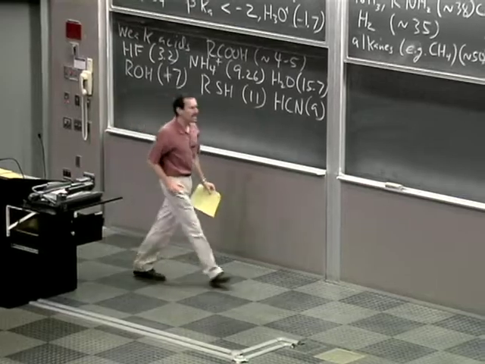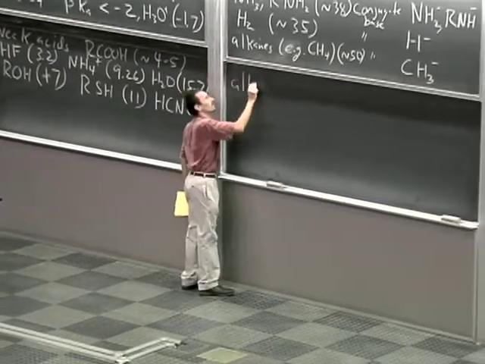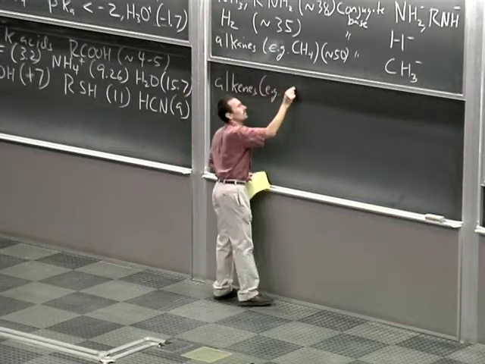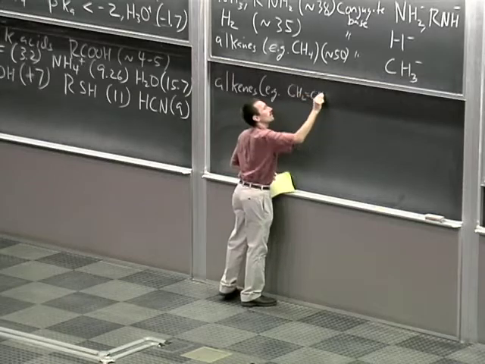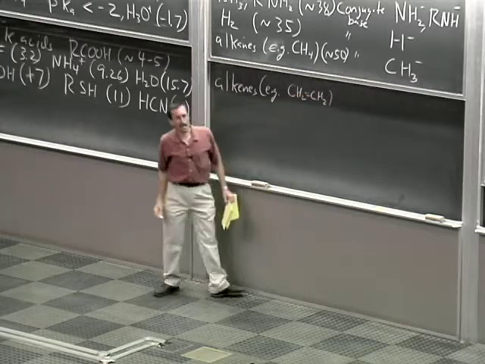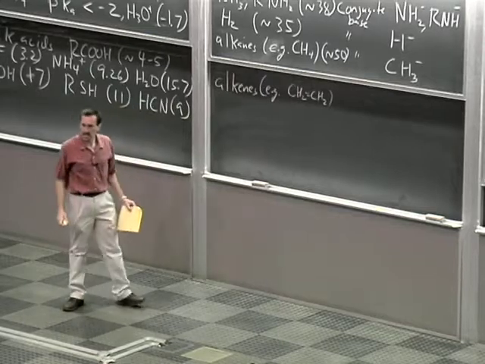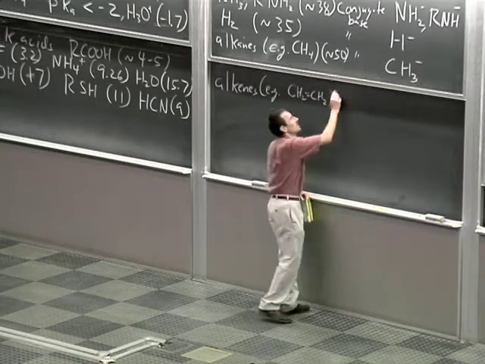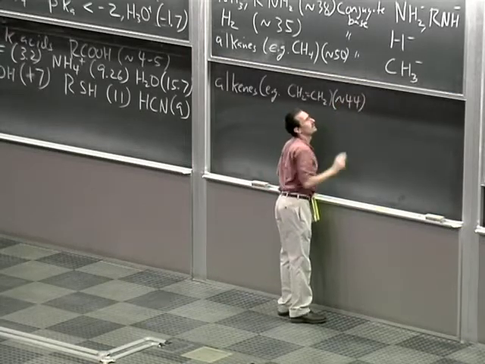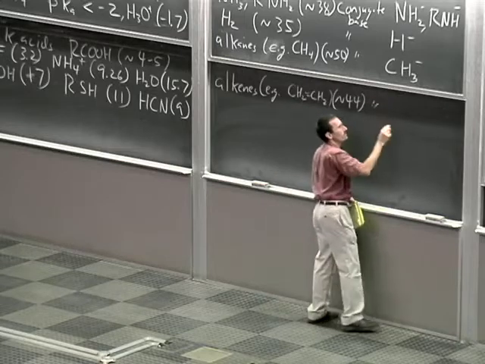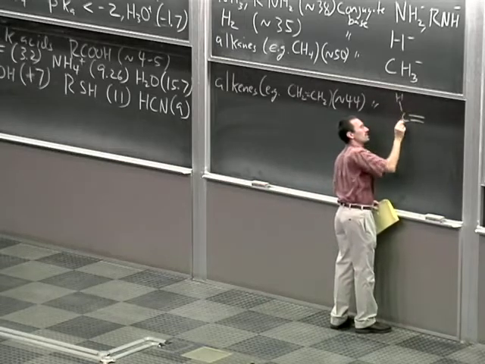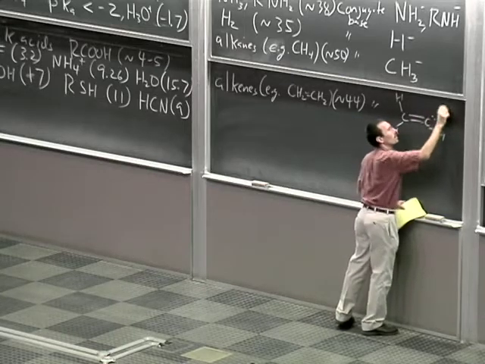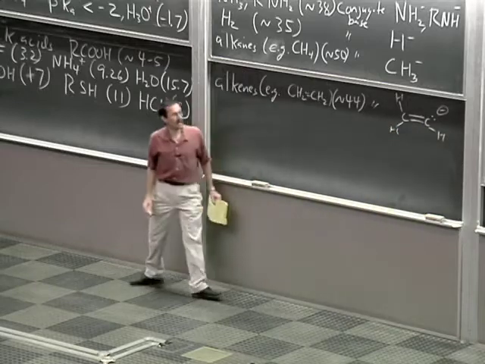If we look at alkenes, for example, ethylene, now the pKa is a little bit less. Ethylene's a little bit stronger very weak acid than is methane. It's about 44. And again, we're talking a conjugate base now, and I'll write this out just so you can see it, of a deprotonated alkene.